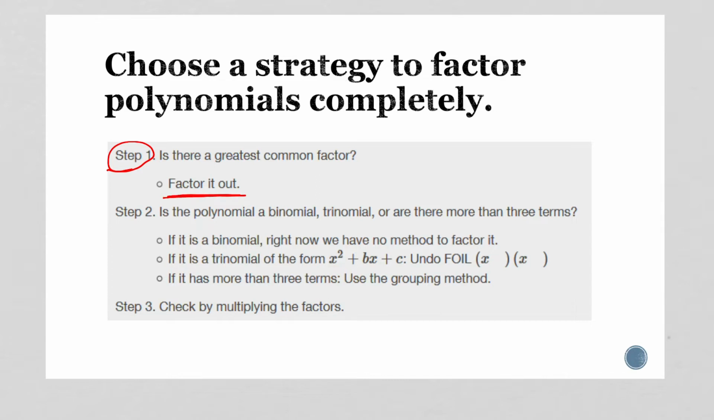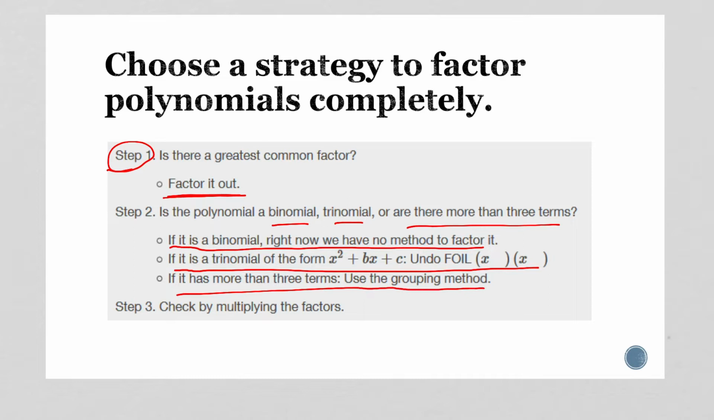Step 2, if it's a binomial, trinomial, or there are more than 3 terms, that's what you want to ask yourself. Is it a binomial? Is it a trinomial? Or are there more than 3 terms? If it's a binomial, right now we have not discussed how to do that. We're going to do that maybe in this video, definitely in the next one. If it's a trinomial, undo FOIL. If it has more than 3 terms, use the grouping method. So let's take a look at some and decide the best method.